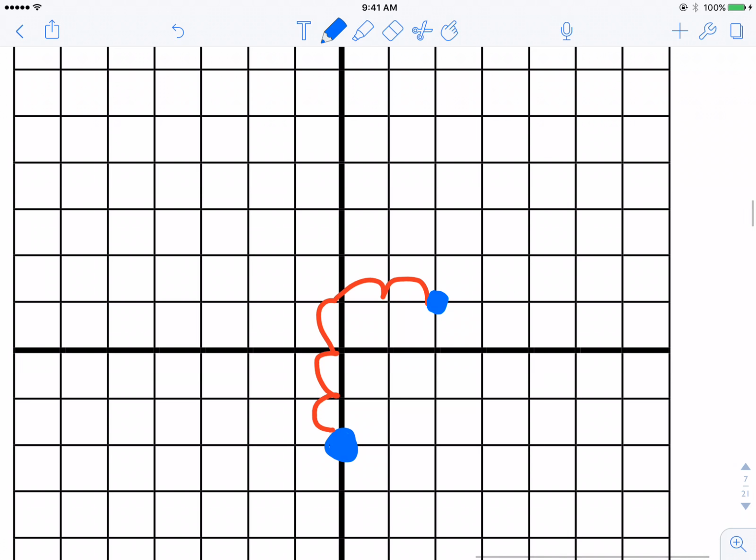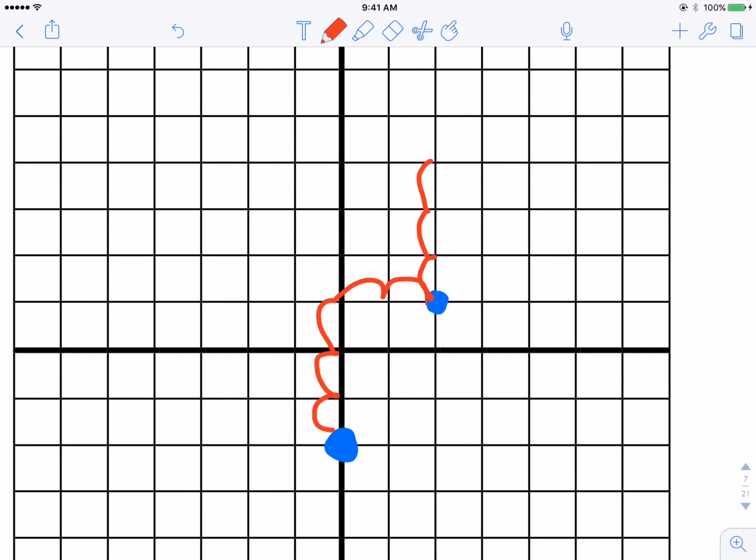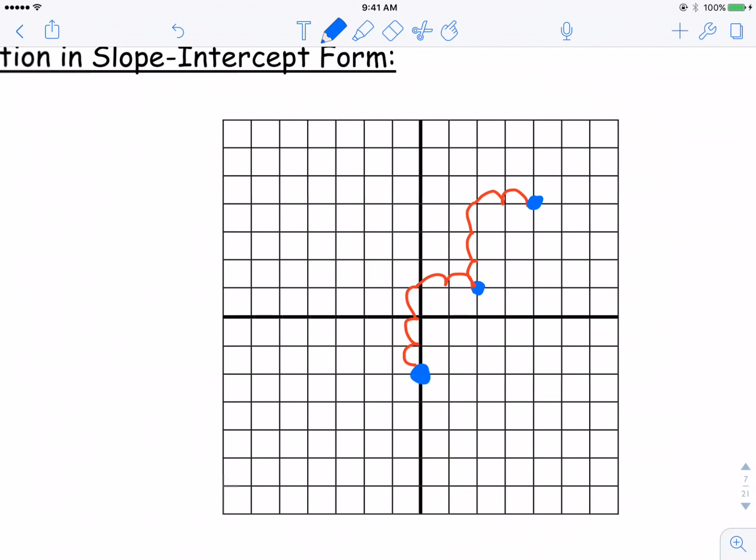If I wanted a third point to make sure that I'm doing it correctly, I count again. 1, 2, 3, and over 2, 1, 2. Put a point. From here, I draw my line.